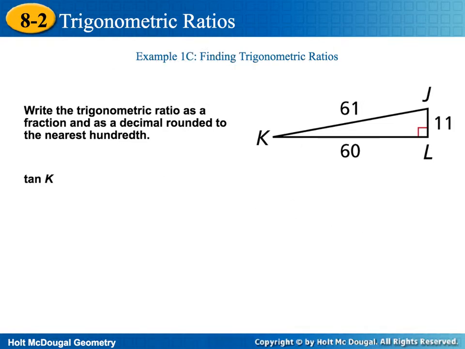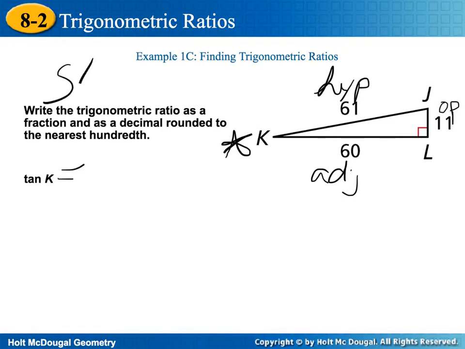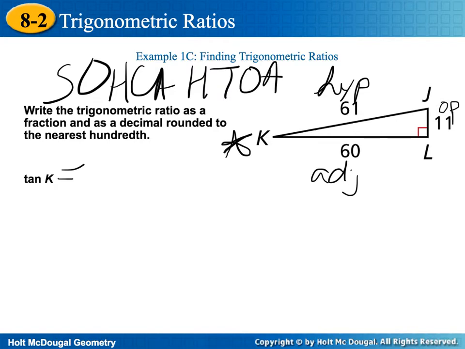All right, now tangent. Notice now they're asking for tangent of K. So now I need to go to K, and I write in my opposite. Now my opposite's over here. My adjacent's right here, and this is still my hypotenuse. So tangent of K, SOHCAHTOA tells us to do opposite over adjacent. So the opposite from K is 11, the adjacent is 60.